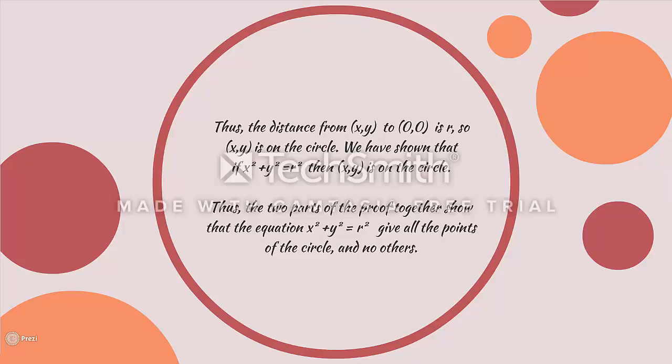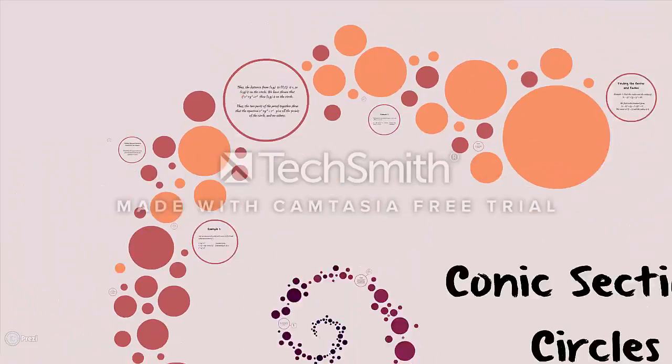We have shown that if x squared plus y squared equals r squared, then point (x, y) is on the circle. Thus, the two parts of the proof together show that the equation x squared plus y squared equals r squared gives all the points of the circle and no others.